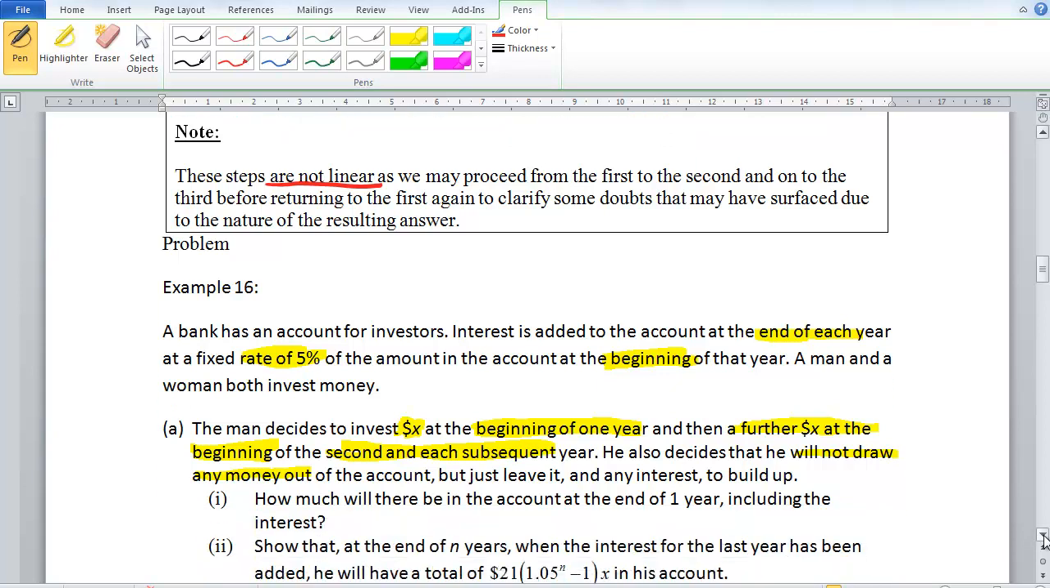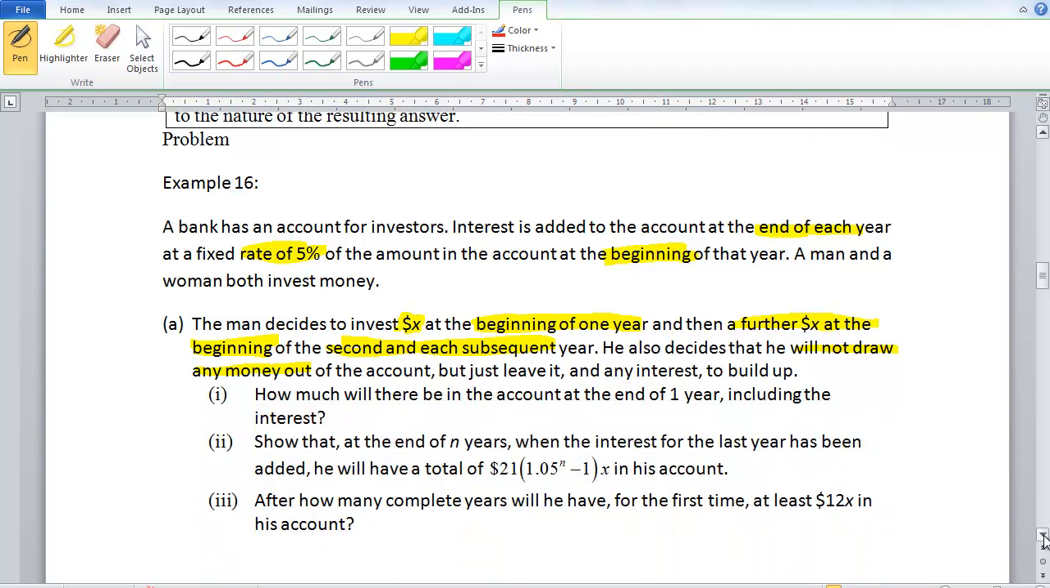demonstrate here how we can apply Polya's model to solve example 60 in your lecture notes. First step, we want to understand the problem. We'll apply Polya's 4-step model to solve part 1 and 2 here. First, let's try to understand the problem. A bank has an account for investors, so interest is added to the account at the end of each year at a fixed rate of 5%. We know 5% means 0.05 when it's converted to decimal.